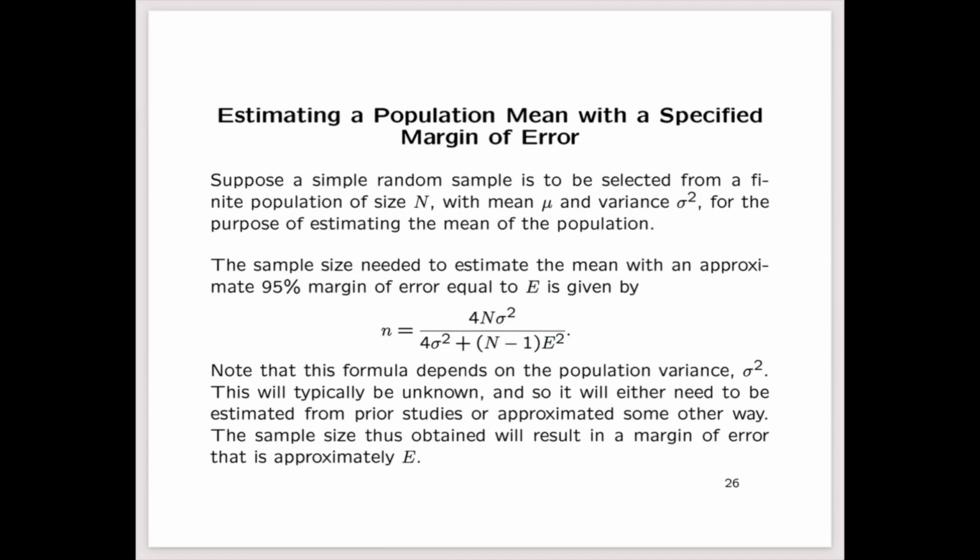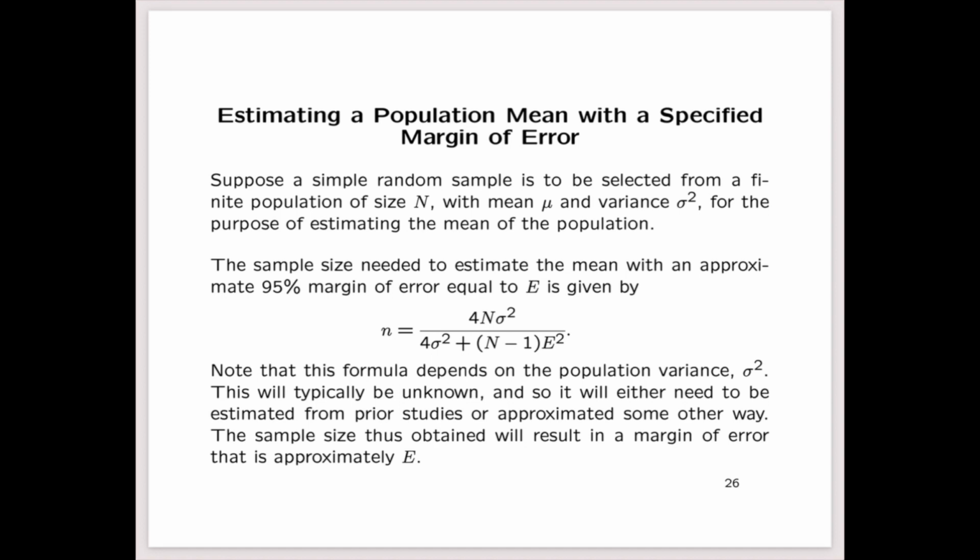In this lecture video, we continue talking about simple random sampling. Up to this point, our focus has been on how to analyze data from a simple random sample for the purpose of making an inference about the mean of a finite population. Now, obviously, that occurs after the data has been collected.